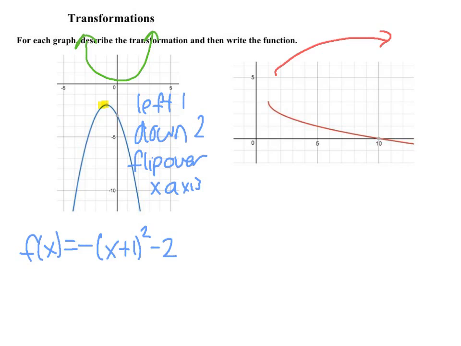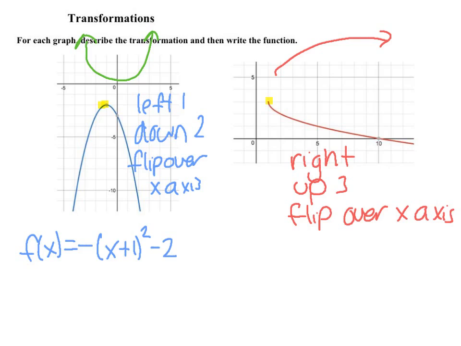So the first thing I need to do is find the vertex, which is at 1, 3. And now I'm going to write down how my graph shifted from 0, 0. So I went to the right 1, and then I went up 3, and then I did a flip over the x-axis. So now let's write our function.